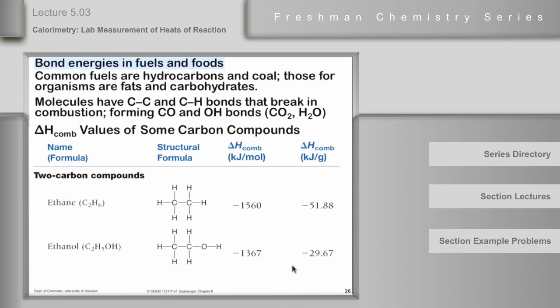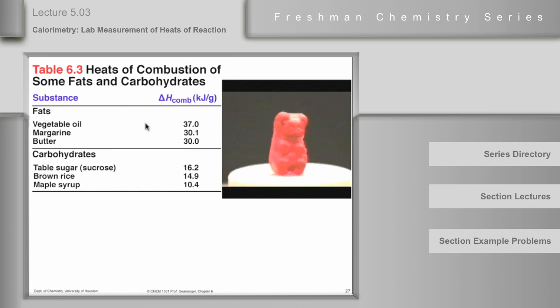All right? Now, if we look at some of the fuels over here, foods instead of fuels, here are some of the fats I was talking to you about. Vegetable oil is 37 kilojoules per gram compared to 52 for ethane. Margarine is about a little less. Butter's a little less. And we go back to carbohydrates and think about our runner. Table sugar has about half the kilojoules per gram. And rice has a little less than that. And maple syrup has a little less than that.